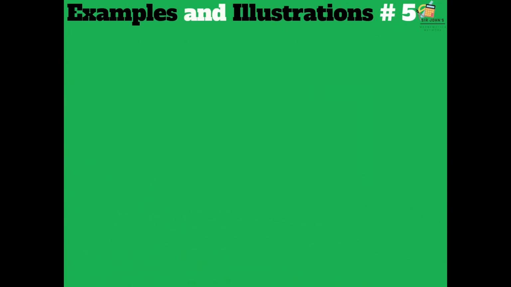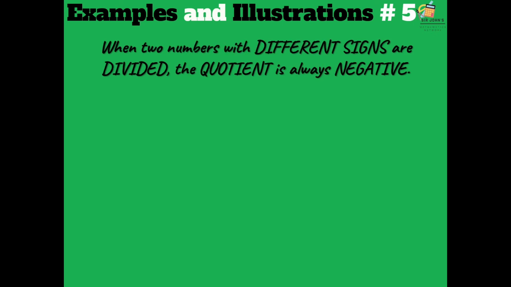For example number 5, we are going to use the rule when two numbers with different signs are divided, the quotient is always negative. Sa madaling sabi, kapag dinivide daw natin ang magkaibang sign, let's say positive divided by negative or negative divided by positive, the answer or the quotient is always negative.